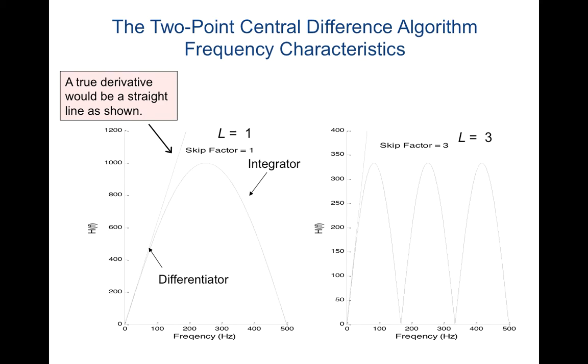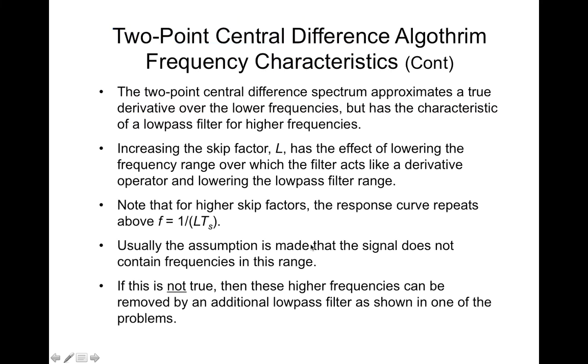If you were going to do this, you might want to be sure that you don't have any significant frequencies of interest above about 150 or so, and you might want to low pass filter your data before applying this. So basically the two-point central difference algorithm approximates a true derivative at low frequencies, but more of a low pass filter at high frequencies. As you increase the skip factor, you basically lower the frequency range over which you act like a derivative, and you lower the low pass filter range.